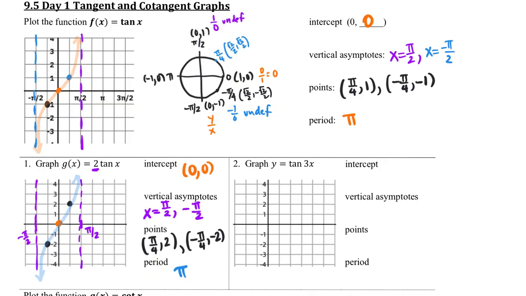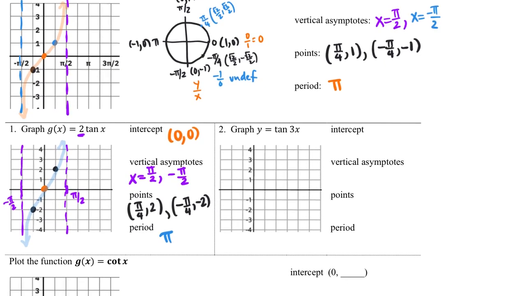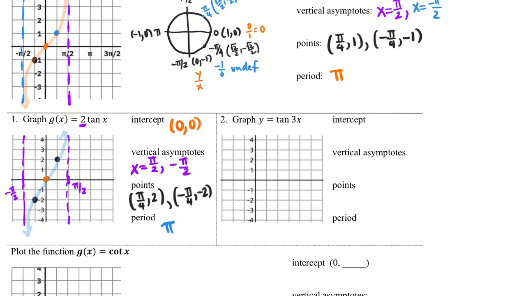Okay, one more tangent graph. On this tangent graph, it's tangent of 3x. If we're doing a 3x, we're affecting the x's. So it's not affecting the y's, it's only affecting the x's. Now the intercept is still 0, 0, because the tangent of 0 is 0. Now normally there is a vertical asymptote. Where is it? It's right here and right here. Normally that is at pi over 2.